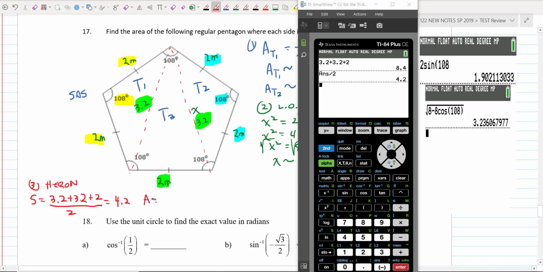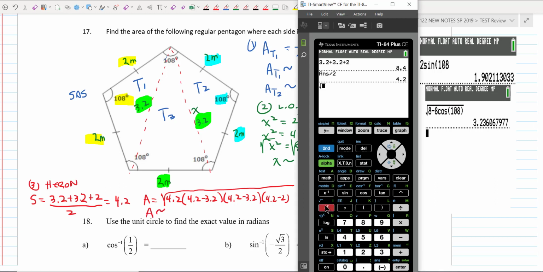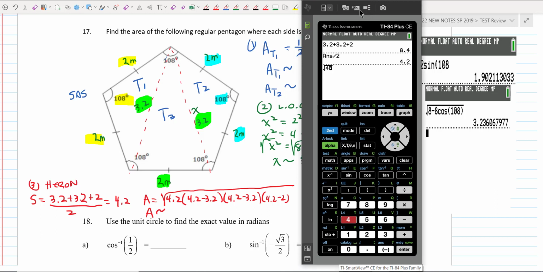The area of the triangle by Heron's formula, you would do the semi-perimeter times the semi-perimeter minus each side. Then you do the square root of the whole entire thing. So I'm just going to do that in one step on the calculator. Let's see what we get here. So I've got 4.2, and then parentheses 4.2 minus 3.2. Now I'm going to write this like this.